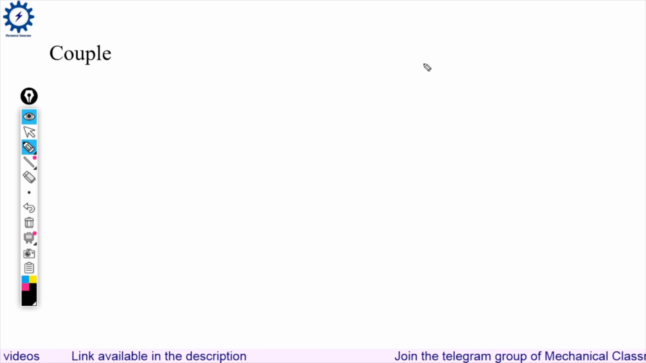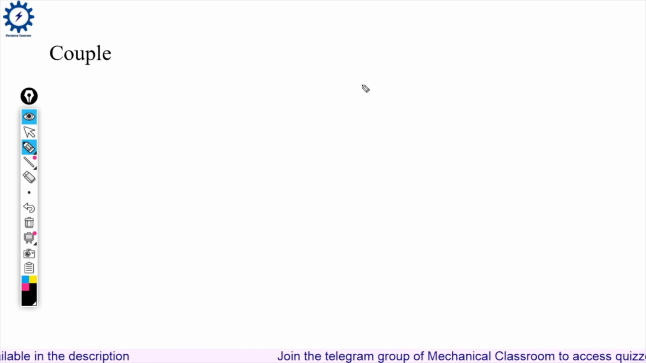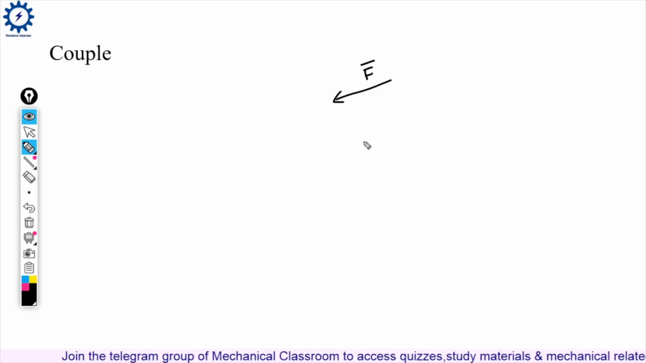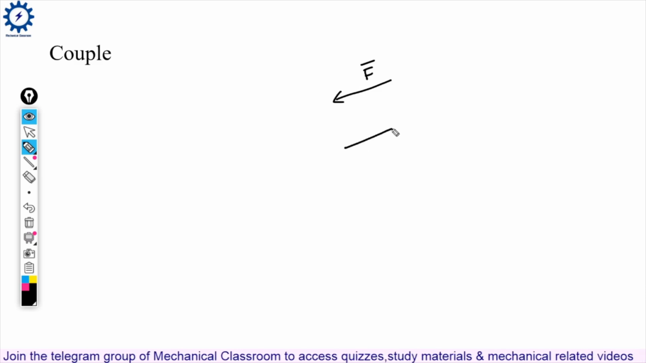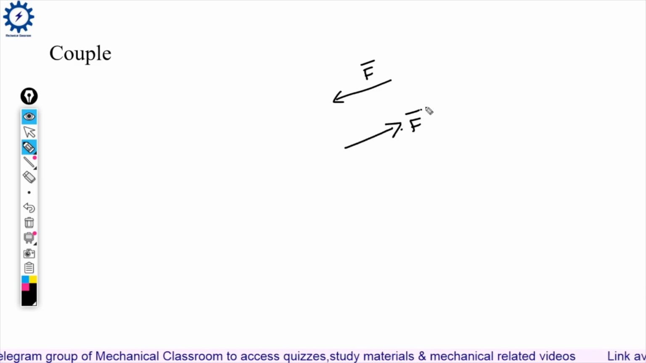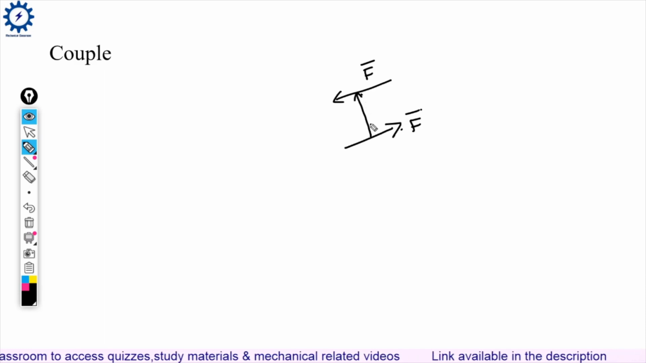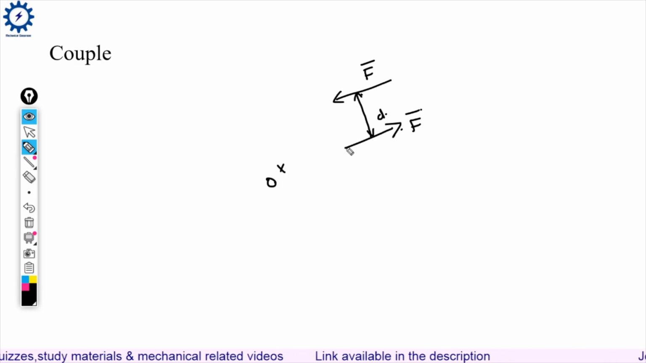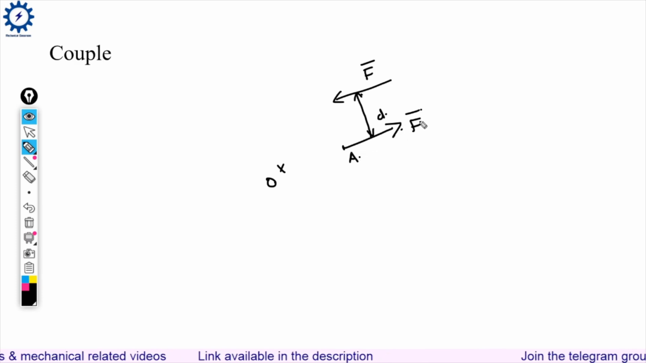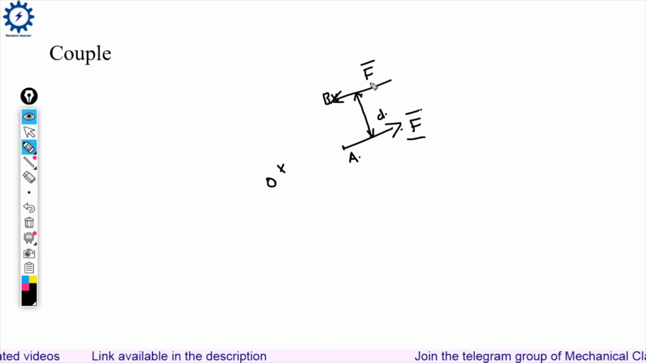Couple. Two parallel forces equal in magnitude and opposite in direction constitute a couple. Consider two forces, a vector F and a vector F, which are equal in magnitude but opposite in direction. Now let D be the distance between these two forces. Let O be our moment center. Let A be a point on the line of action of this particular force and B be a point on the line of action of this particular force.